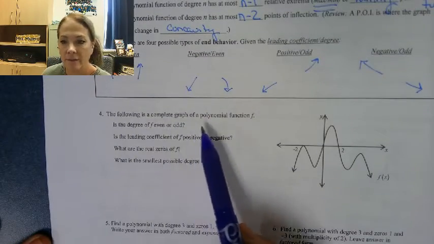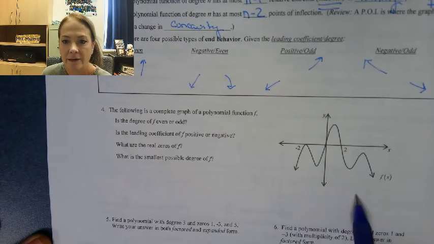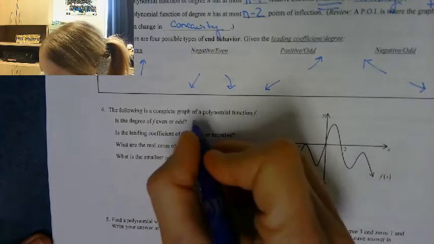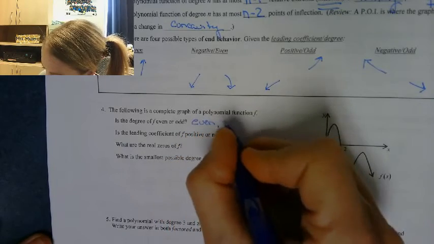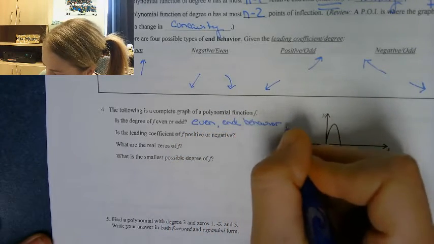All right, so the prompt you'll get in Math Excel is the following. The following is a complete graph of this polynomial function. Is it even or odd? Well, it goes down, down. It goes down, down. That's the same, so this is going to be even because the end behavior is the same.